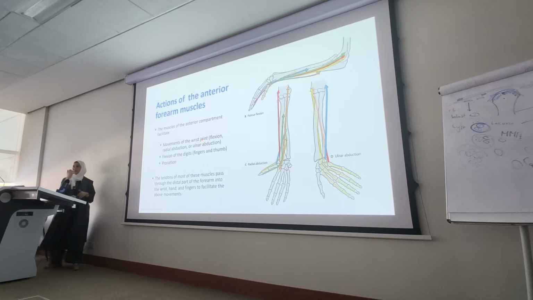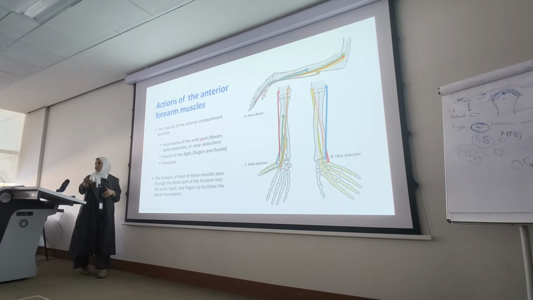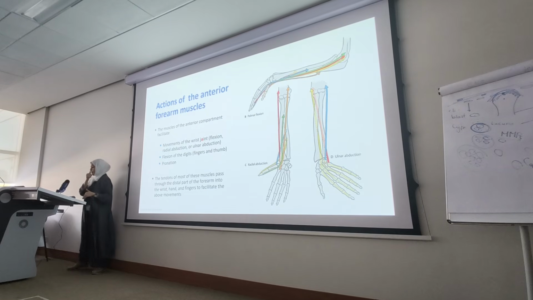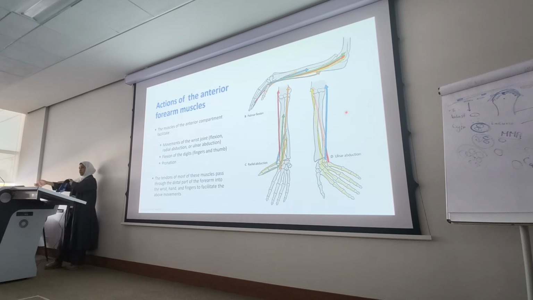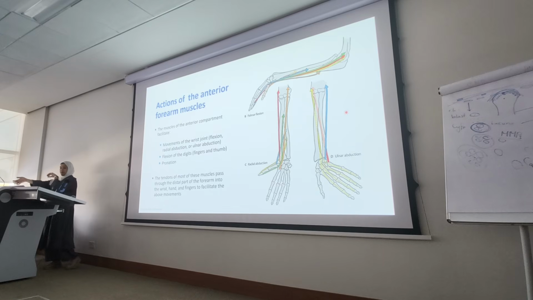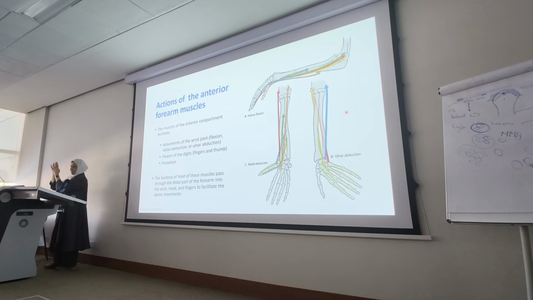And then lastly, we have pronation, right? So we talked a lot about the joints and the bones. Today we're going to focus on the muscles that basically allow this movement to take place. And so all of these tendons, the majority are starting from the proximal end of the forearm, and they make their way towards the hand, towards the fingers, and that's what allows them to facilitate these movements. Everybody following me so far?